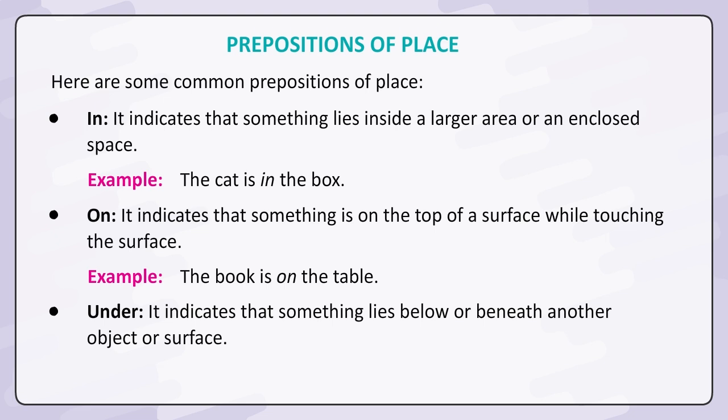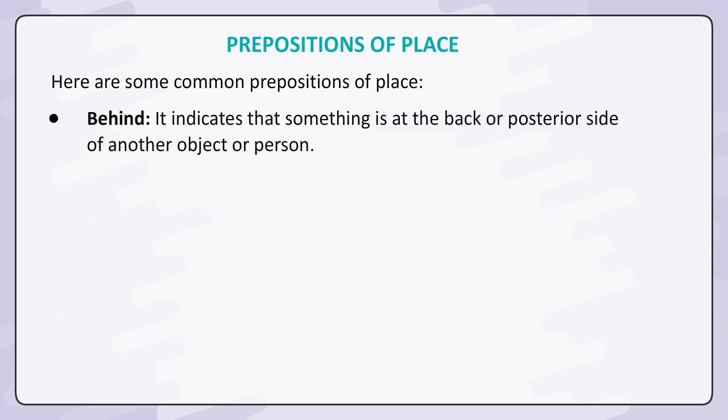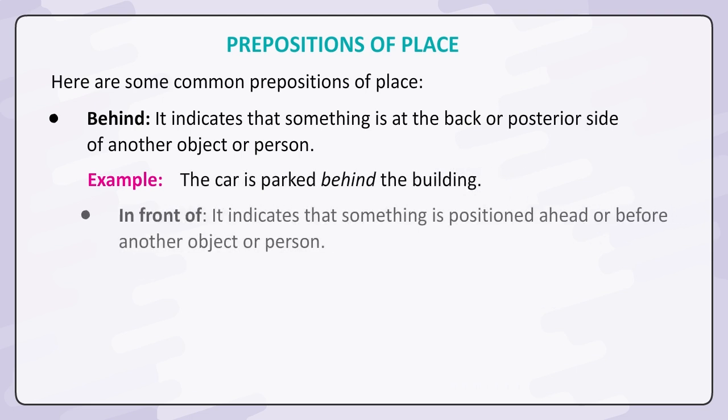It indicates that something lies below or beneath another object or surface. Example, the cat is hiding under the bed. Behind. It indicates that something is at the back or posterior side of another object or person. Example, the car is parked behind the building.